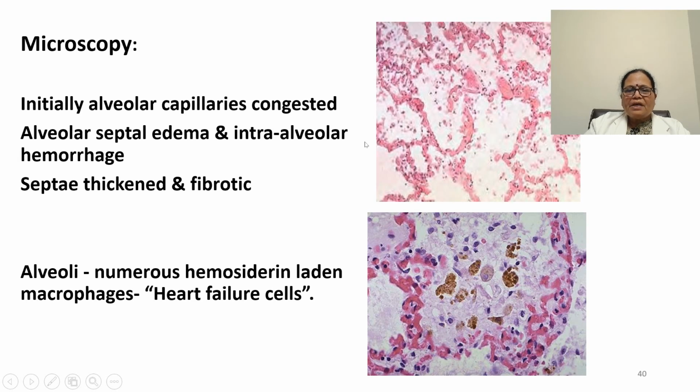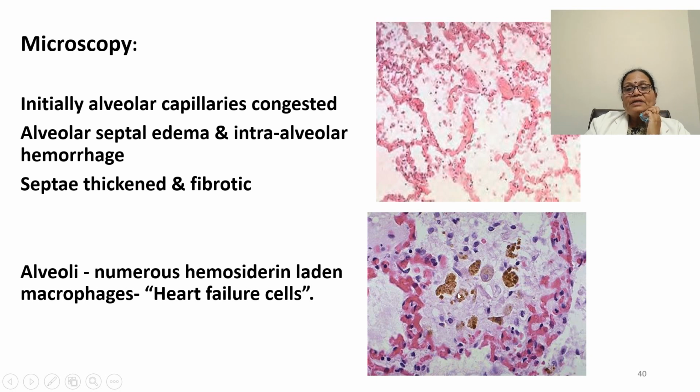Microscopy, initially alveolar capillaries are congested. You can see the capillaries here. Alveolar septal edema and intraalveolar hemorrhage. Septae are thickened. Can you see the thickened septae? Yes. Thickened and fibrotic. Alveoli contain numerous hemosiderin-laden macrophages, which are known as heart failure cells.